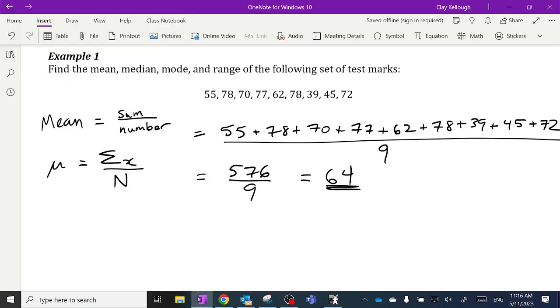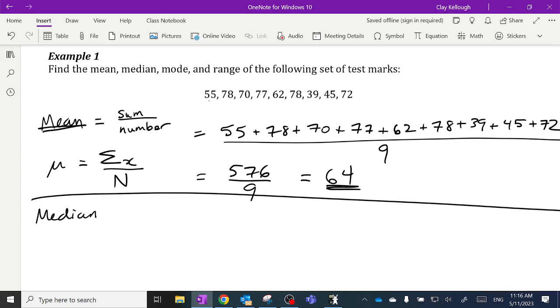So I would say the average mark in my class, if I'm using mean for my average, is 64. That's the measure of the center of my class. 64 is what the average kid got in that test. All right, so that's mean. Let's do median.